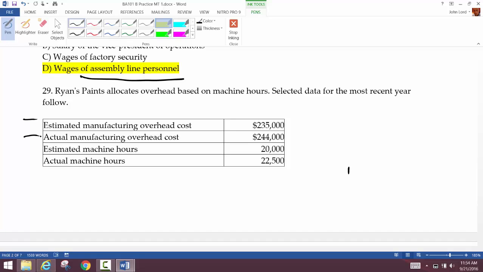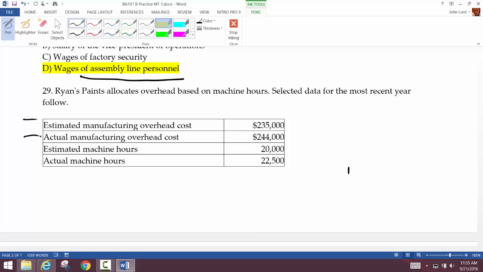The estimated is what I'm going to use to come up with my predetermined manufacturing overhead rate so I can apply that to my jobs. That's the credits to manufacturing overhead. The debit is to work in progress, right?